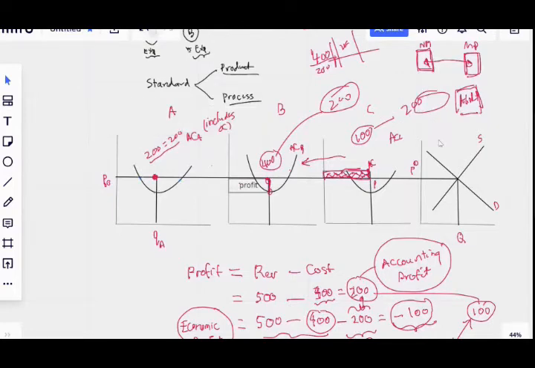Not only that, there are others who will say, wait a minute, he's earning 40. So better I also go to the market. So people will start entering the market. And as they start entering the market, the supply function will start falling. So what will happen now as the supply function starts falling?